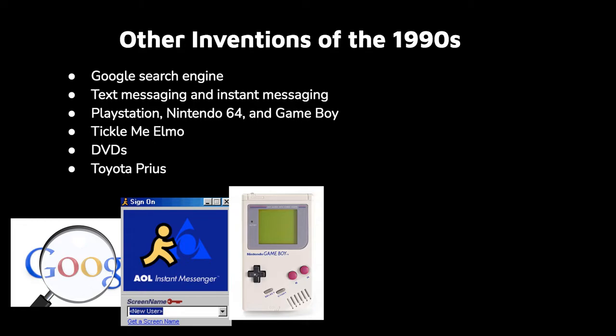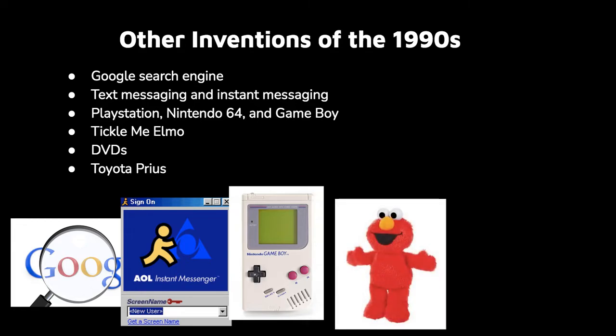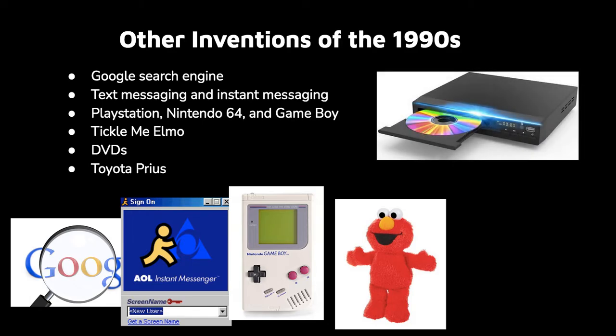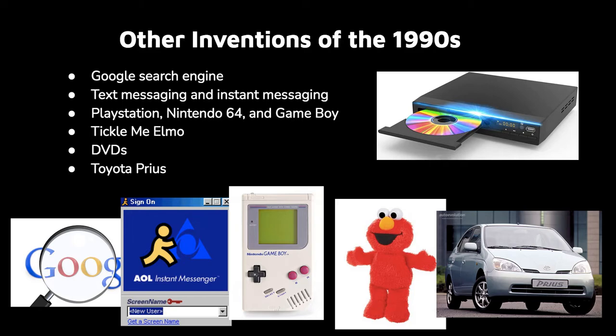Tickle Me Elmo was from the 90s. It was a huge toy. Everybody wanted to buy it for Christmas in the 90s. DVDs were also invented in this decade as a different way to watch movies. And also the Toyota Prius, the world's first mass-produced gasoline-electric hybrid car.